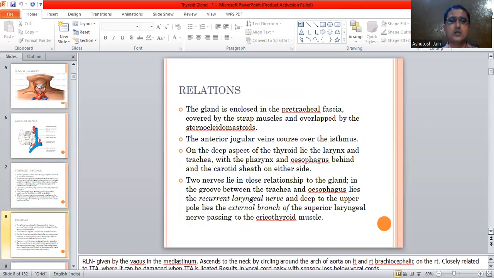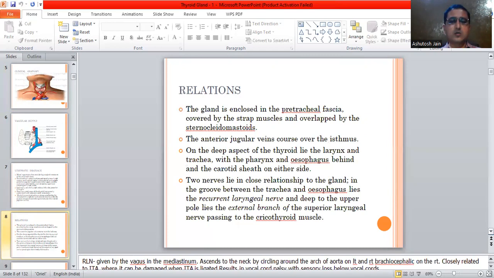Relations. The gland is enclosed in the pretracheal fascia, covered by the strap muscles and overlapped by the sternocleidomastoid. Anterior jugular veins cross over the isthmus. On the deep aspect of the thyroid lie the larynx and the trachea, with the pharynx and esophagus behind, and the carotid sheath on either side.